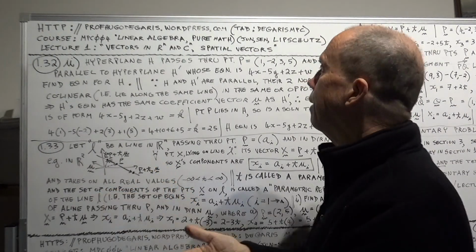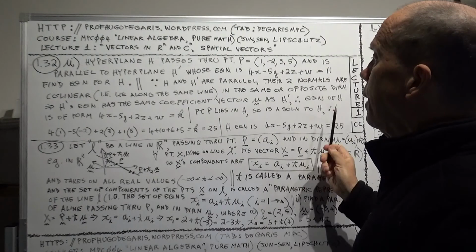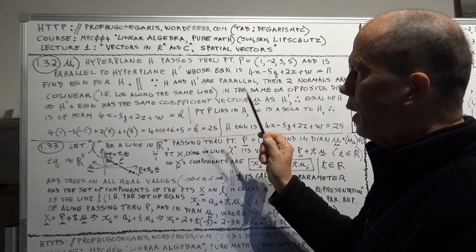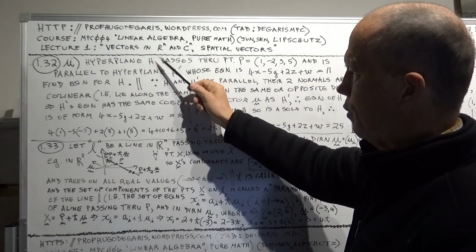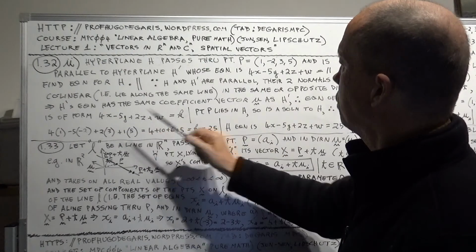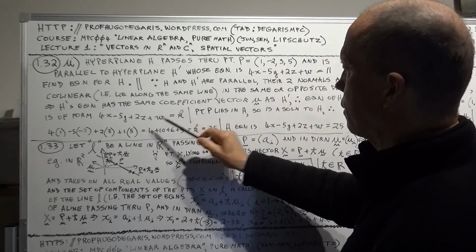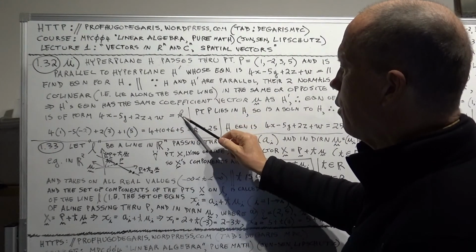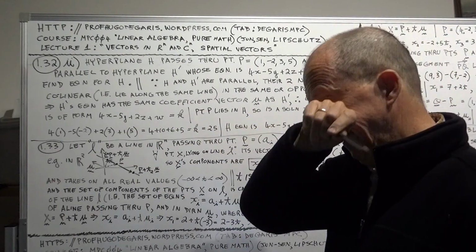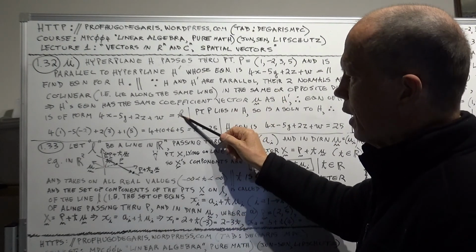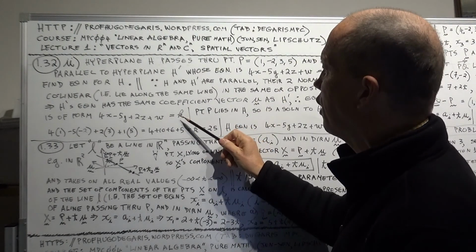Okay, done a bit before. So the hyperplane equation for h will be of this form, with the same coefficients as this one: 4, -5, 2, w. But you don't know what this k is, so we'll just call it k. It's for the moment an unknown.